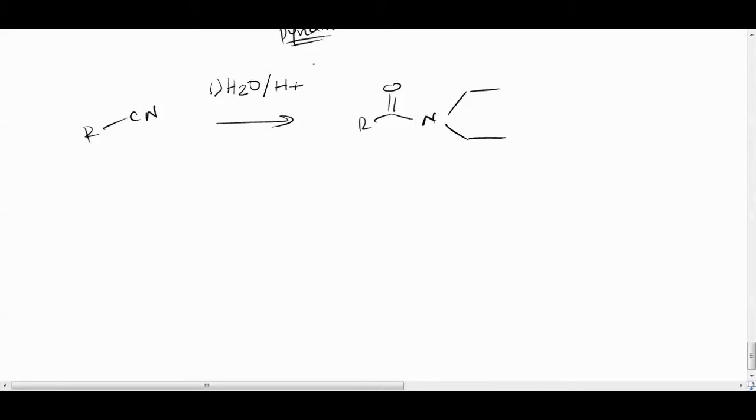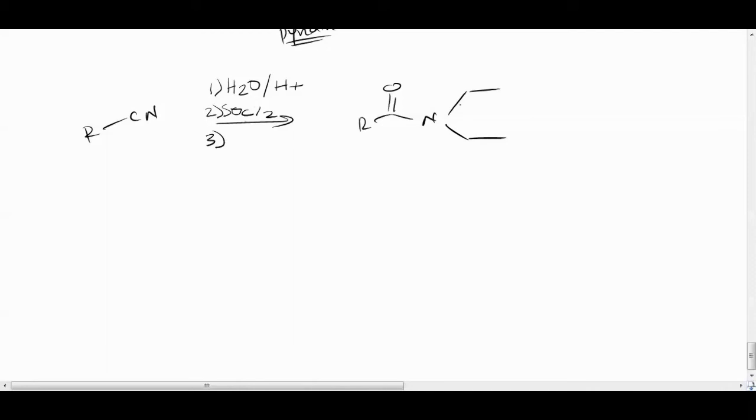And then you would do carboxylic acid to the acid halide, so that's SOCl2. Yeah, you can erase it. SOCl2, and then you would react it with.